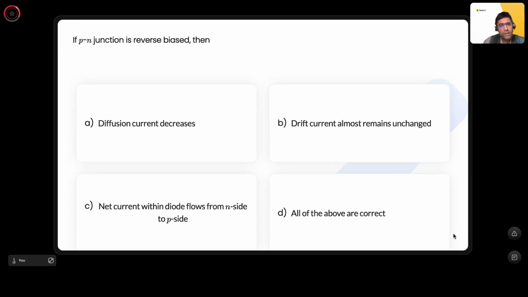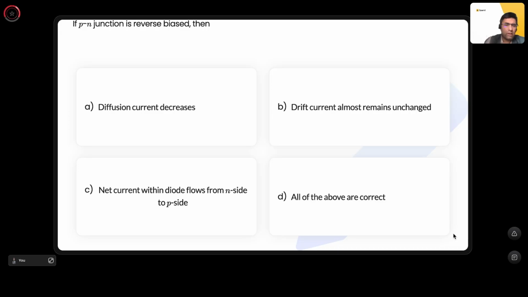If a PN junction is reverse biased, then diffusion current decreases. Yes, diffusion current will decrease. Drift current will remain the same. Net current within the diode flows from N side to P side. Yeah, that's correct. So all of the above are correct.